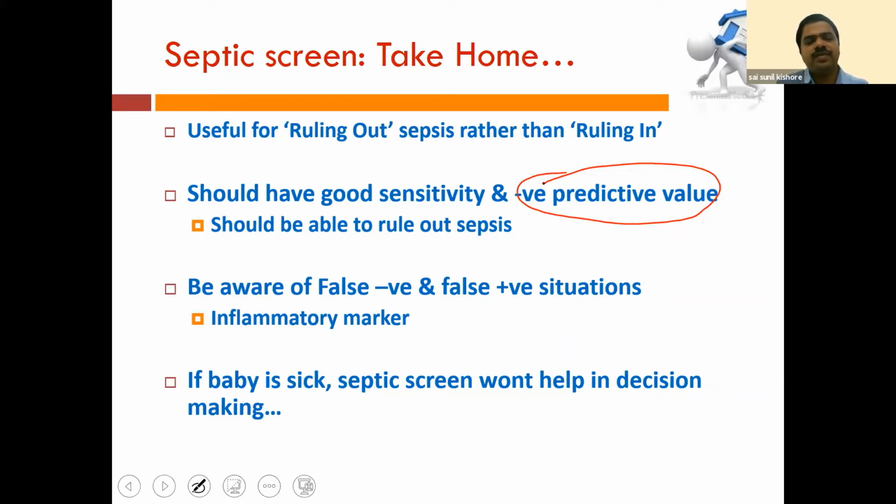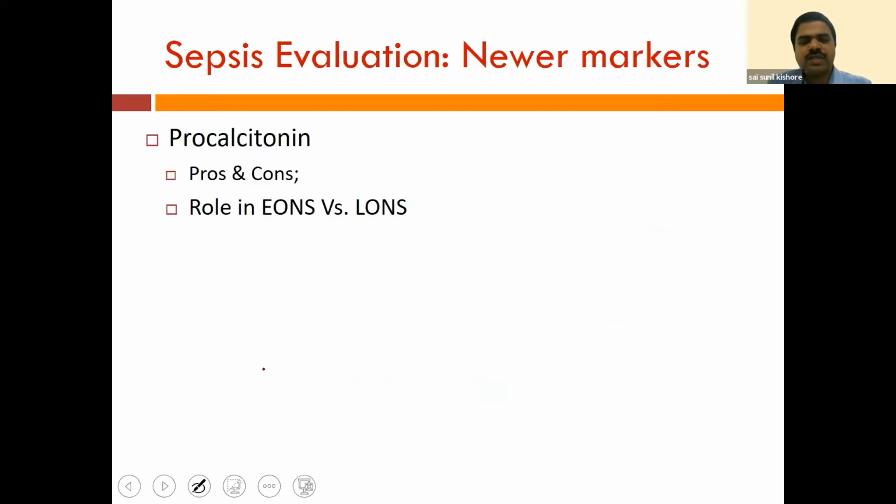And we should be aware of false negative as well as false positive situations, because it is a simple inflammatory marker. If the baby is really sick and the clinical suspicion of sepsis is strong, definitely it won't help in decision making. For example, I have a baby who is having shock, or who is having a significant core periphery temperature difference, or scleroderma. Those kinds of things, definitely it won't help in decision making. Anyhow, you will start antibiotics.